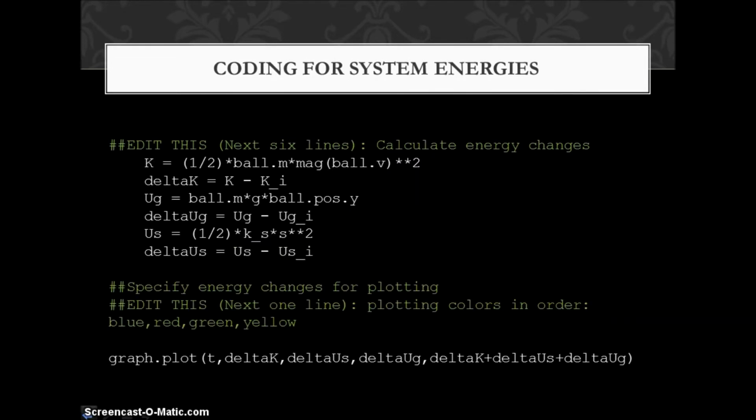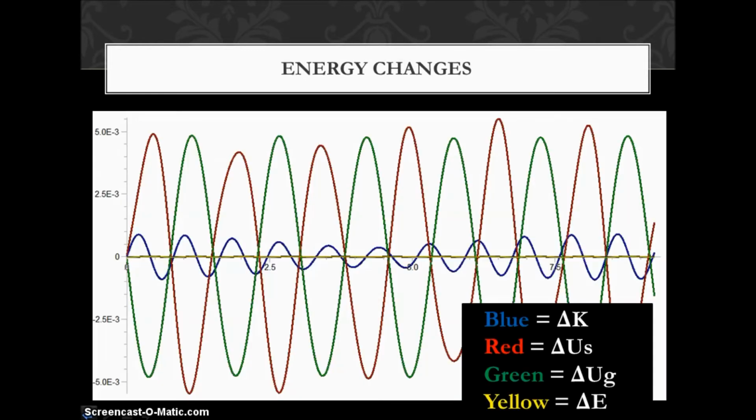Energy changes must be calculated within the while loop because the energy of the system changes as the position and velocity of the spring mass system itself changes. These changes in energy are plotted in the VPython program, and the results can be seen in this chart. The blue lines represent the oscillating kinetic energy with time. The red lines represent the oscillating potential energy of the spring with time. The green line represents the oscillating gravitational potential energy with time, and the yellow line represents the sum of all of these energies, or the total change in energy.